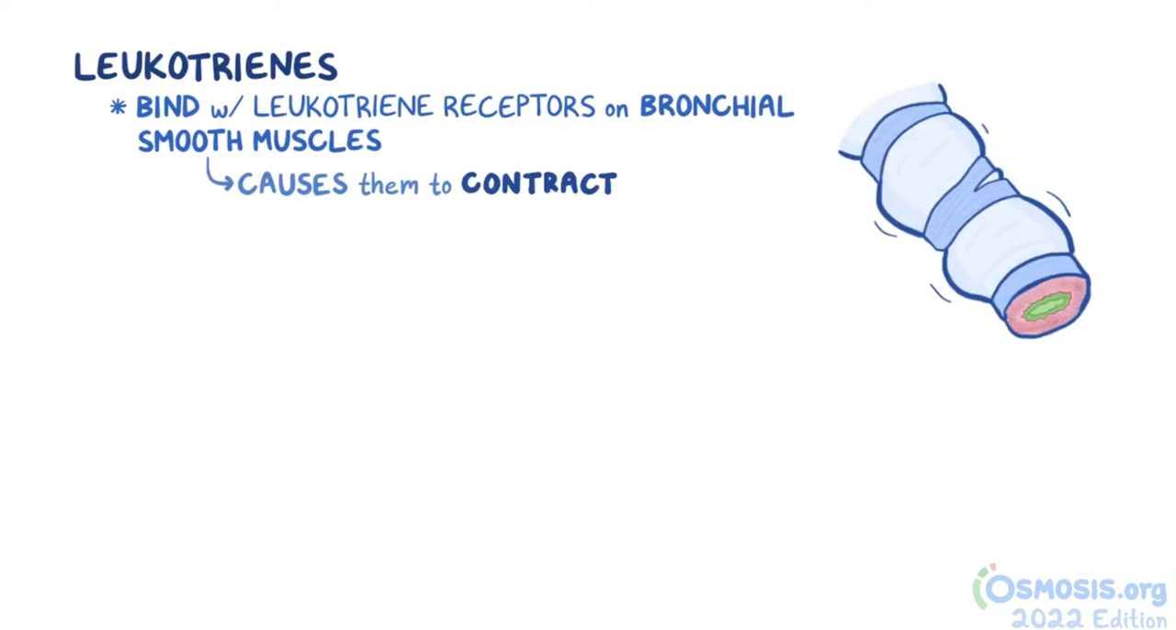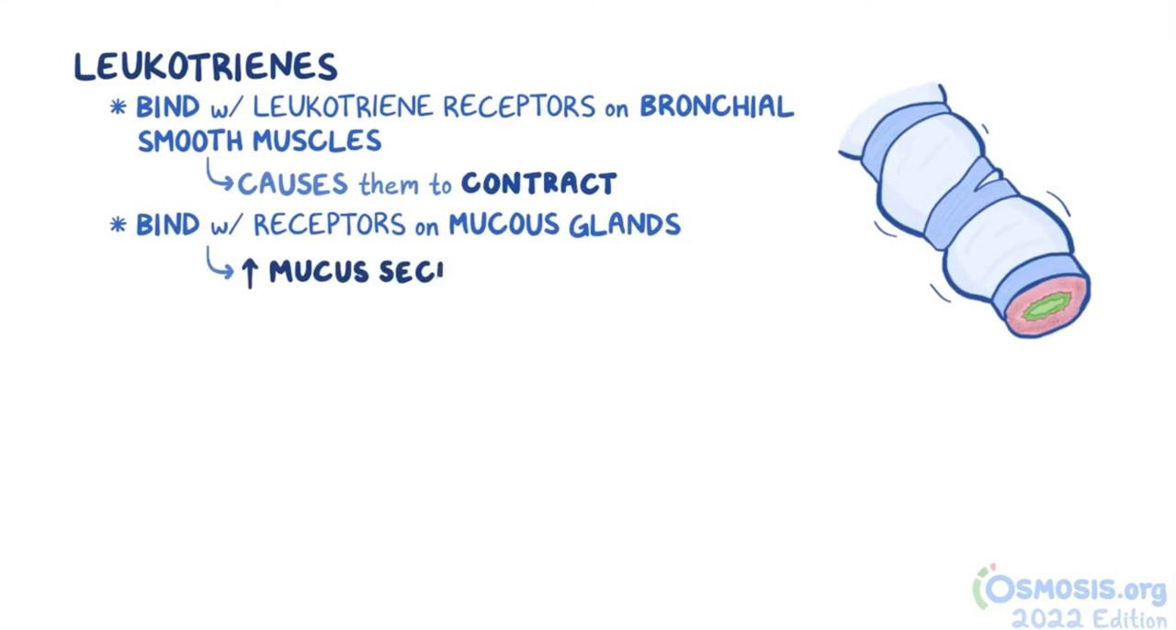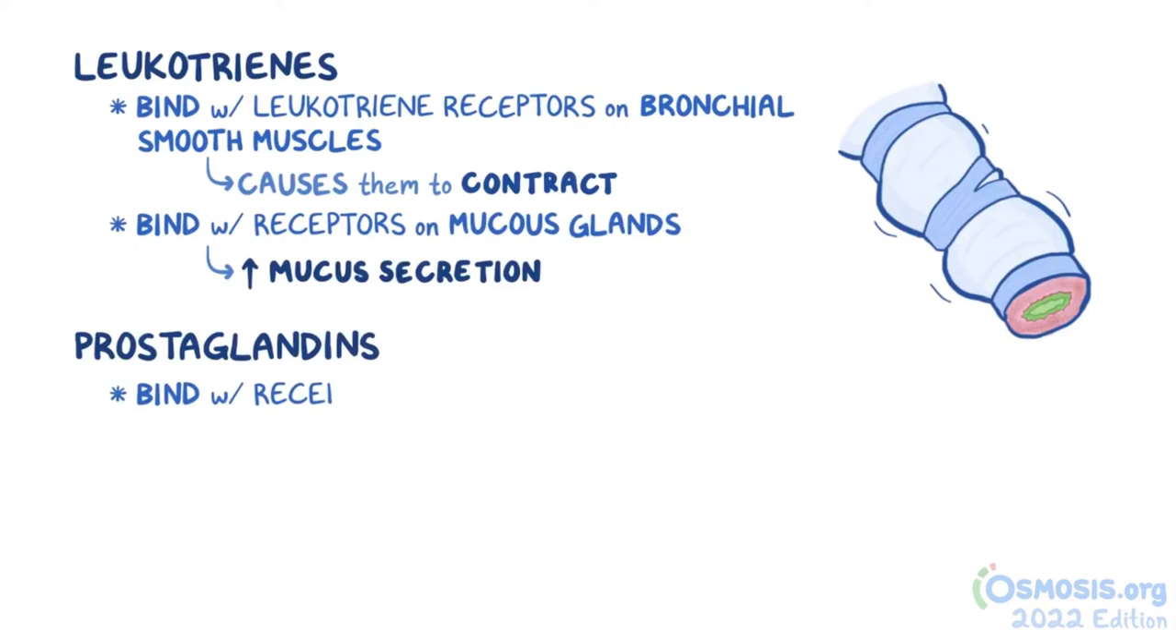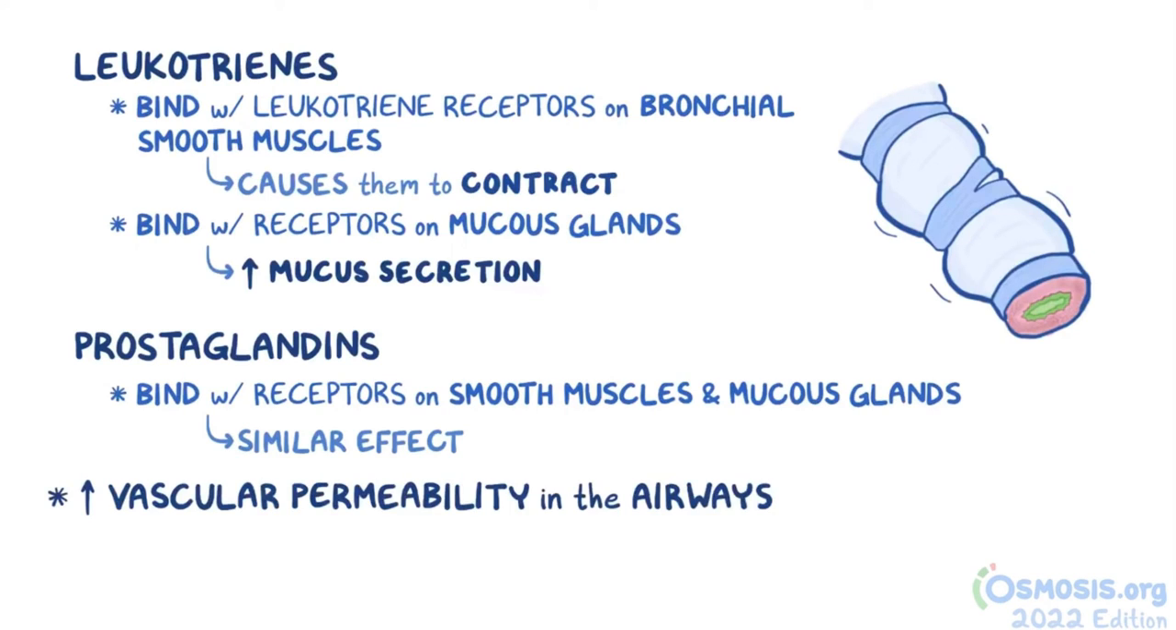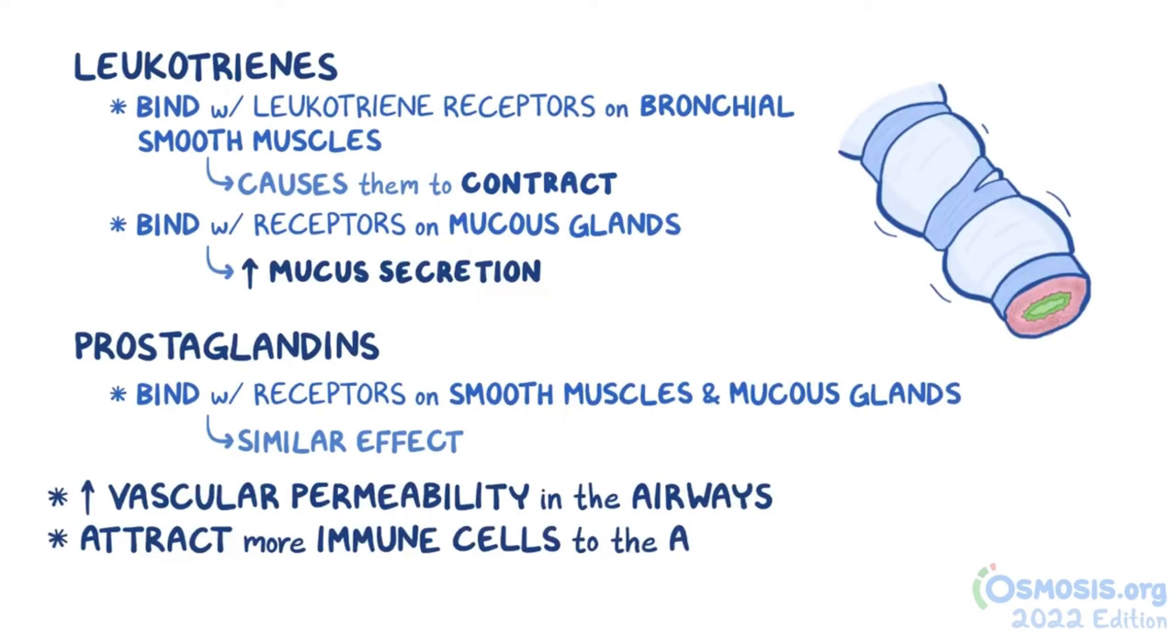Leukotrienes bind with the leukotriene receptors on the bronchial smooth muscles and cause them to contract. They also bind to receptors on the mucus glands to increase mucus secretion. Similarly, prostaglandins also bind to the receptors in smooth muscles and mucus glands to cause a similar effect. These mediators also increase the vascular permeability in the airways and attract more immune cells to the area.